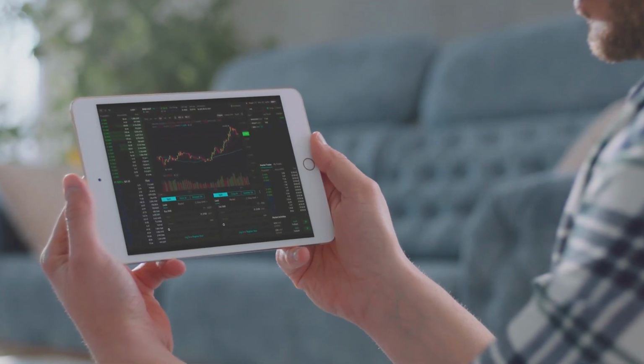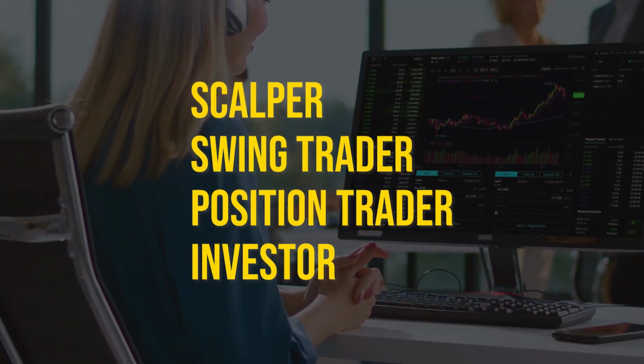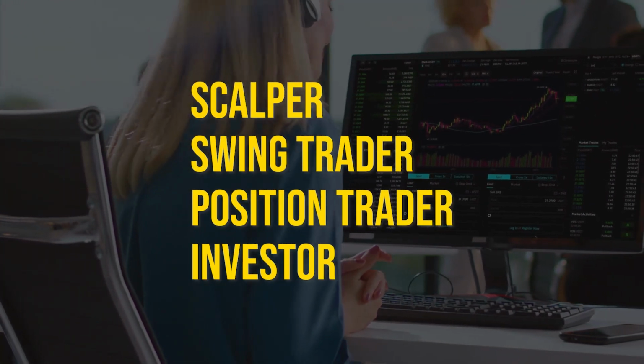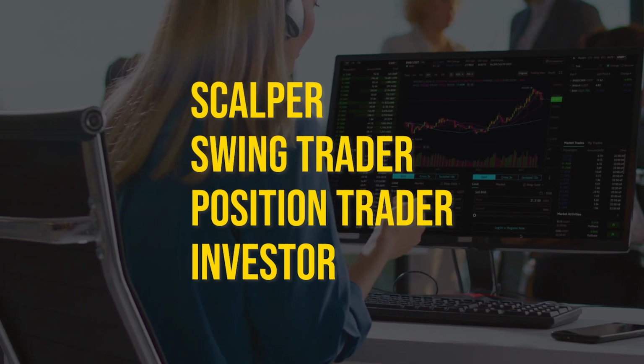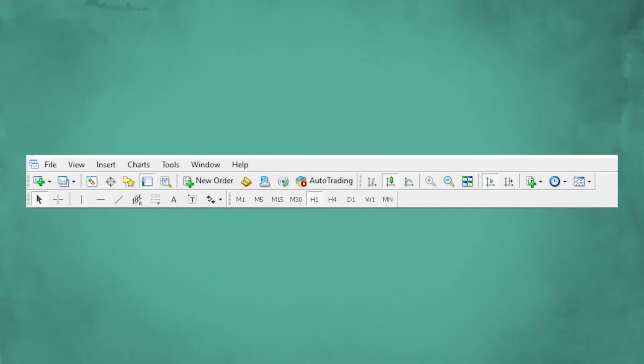So, depending on your trade duration and approach, you might fall into the category of a scalper, a swing trader, a position trader, or an investor. It's important to align your trading style with your goals and preferences. Now, you may have noticed the abbreviations M, D, and H in the reference to time frames. Let's dive into what they mean.